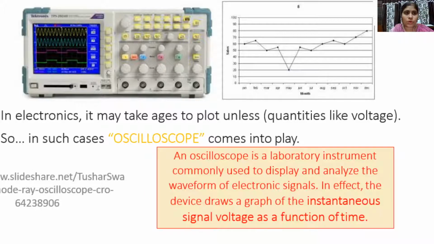So the oscilloscope is used to display and analyze the waveform, and it can be used to measure the amplitude of the signal, the frequency of the signal, and the phase angle of two signals if they are provided to the CRO.